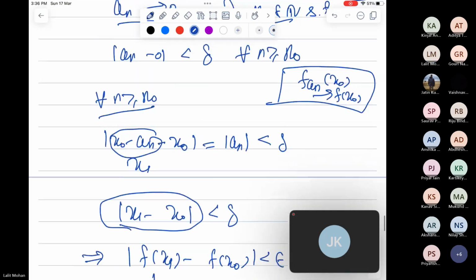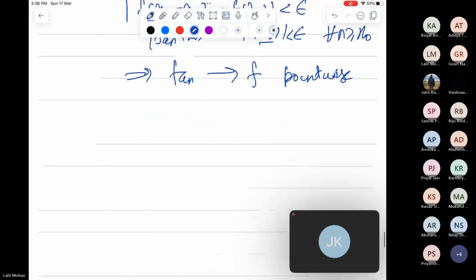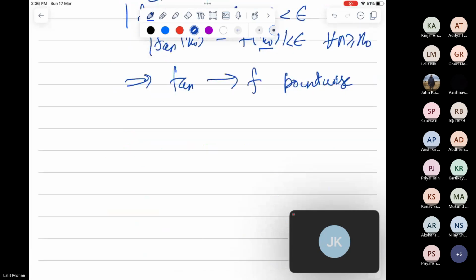Now, just give me a minute. I need to check whether this is the converse part or not. Yes, this is an if and only if statement. So now we will show the converse part.